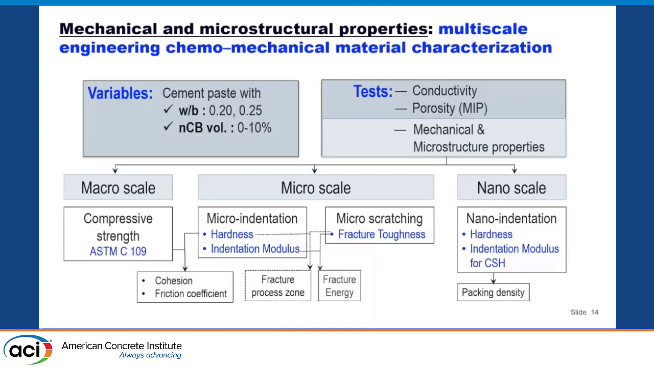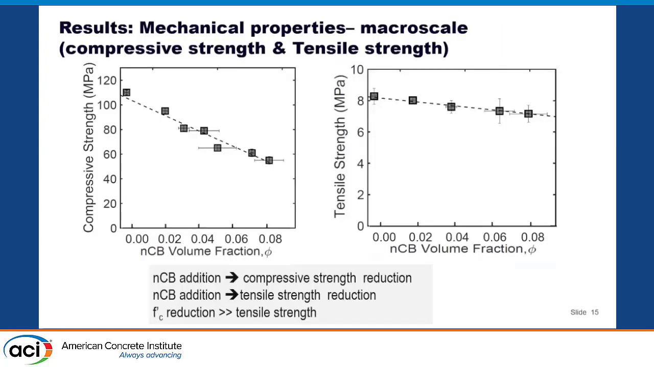To link between these scales, from hardness and the compressive strength we can obtain the cohesion and friction coefficient of the material. From the relationship between fracture toughness and the indentation modulus, we can obtain the fracture energy, and the fracture process zone, which represents the ductility of the material. And from nano indentation, using the micromechanics model developed by Ulm and co-workers, we can obtain the packing density of the C-S-H.